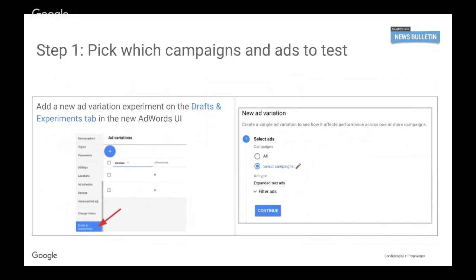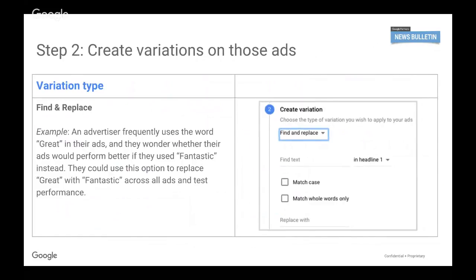So how do you set this up? There's a very simple way to do this. You do it in the drafts and experiments tab, where you also do your normal experiments, and you select the campaign that you want to test. You can either select a certain campaign, or you can select all the campaigns as you saw before. And then there are several options. I think there are 3 options that you can use to test the variations.